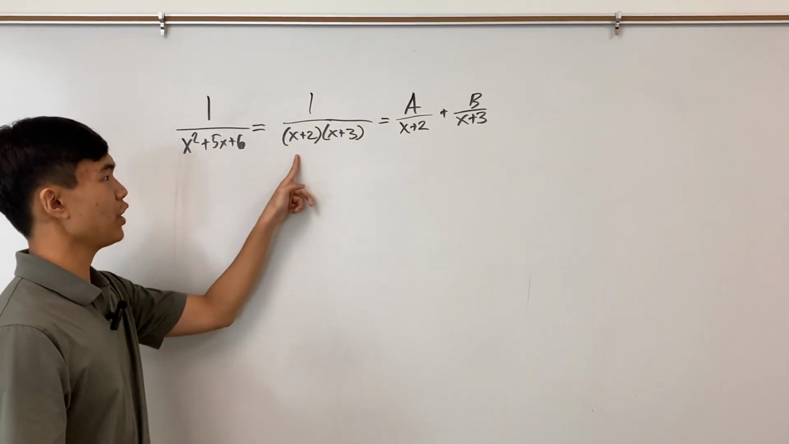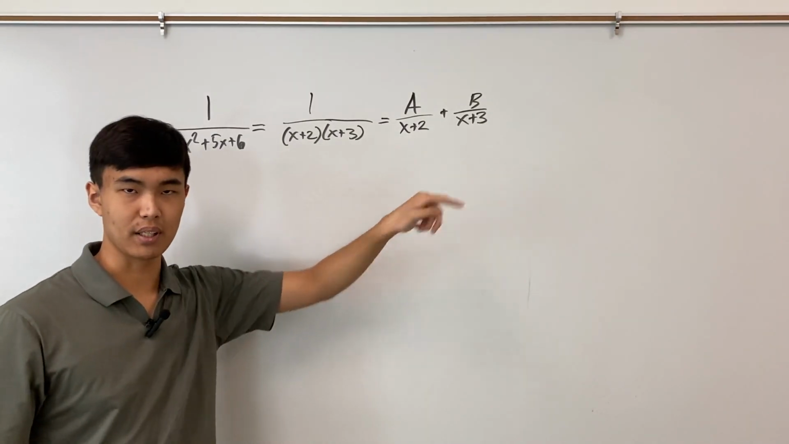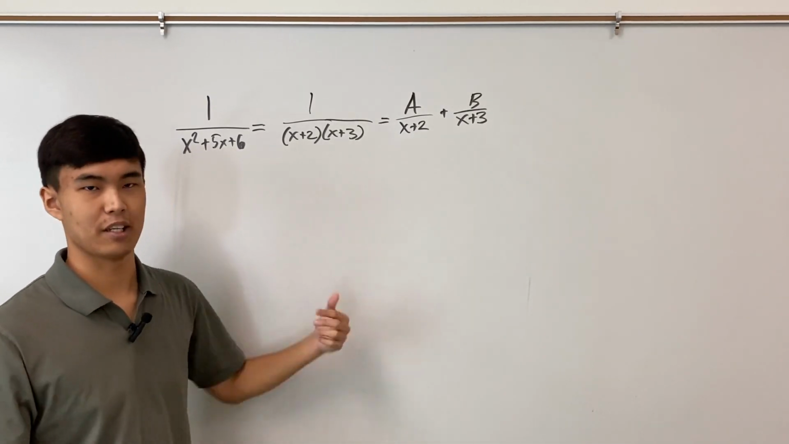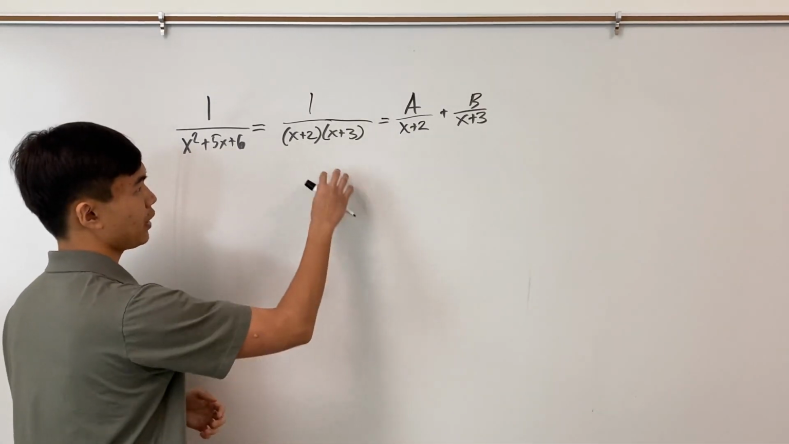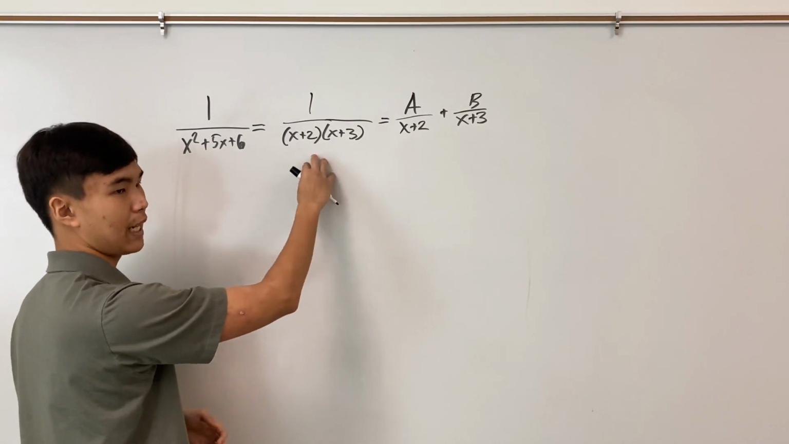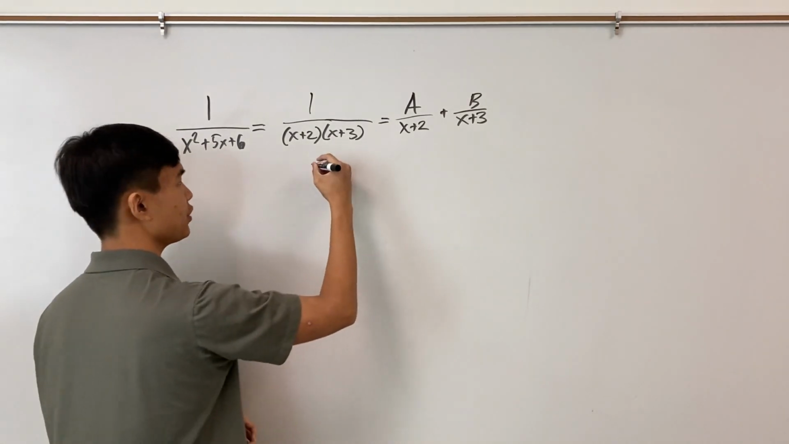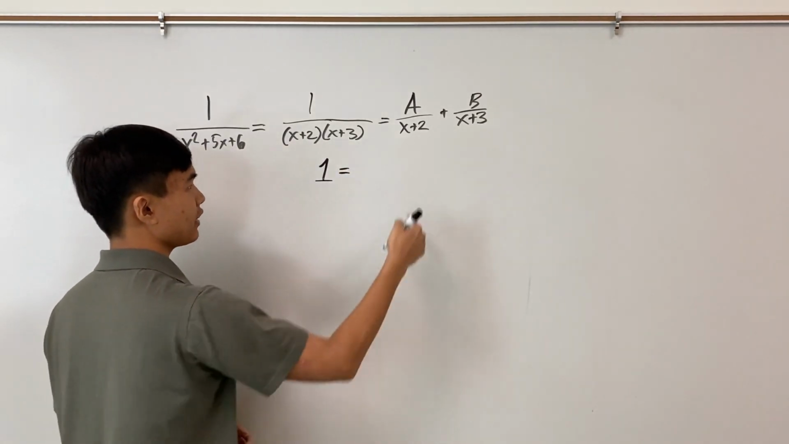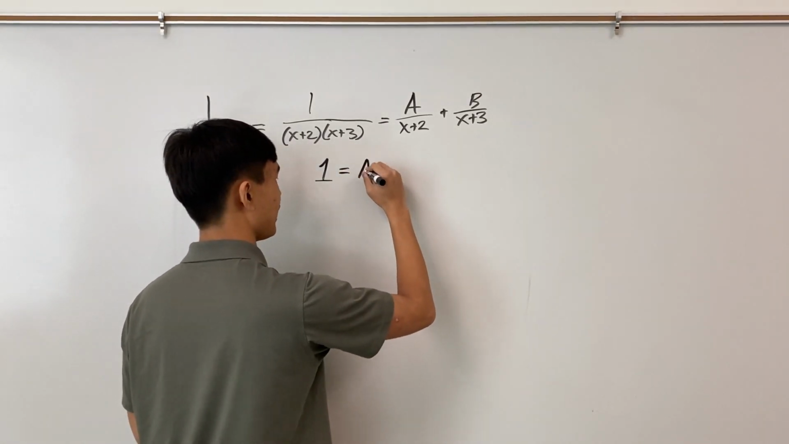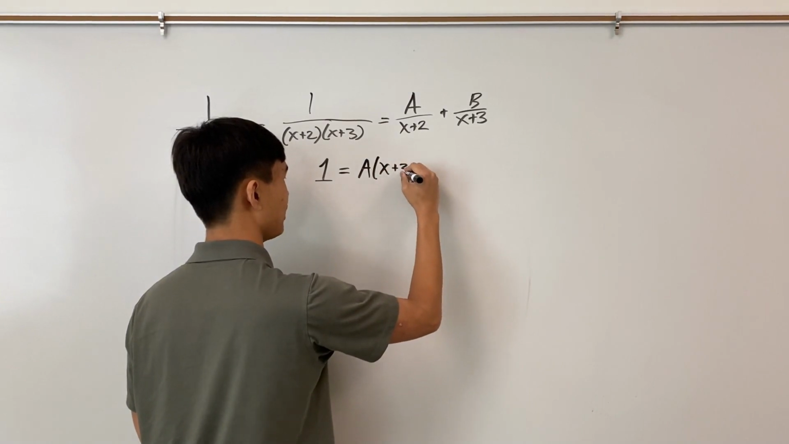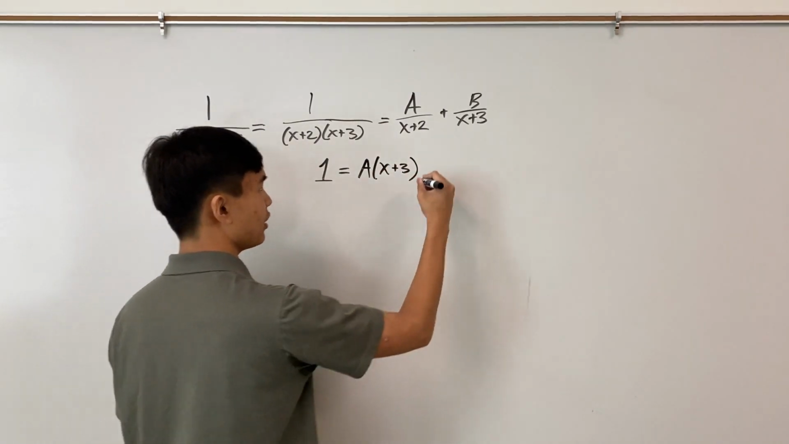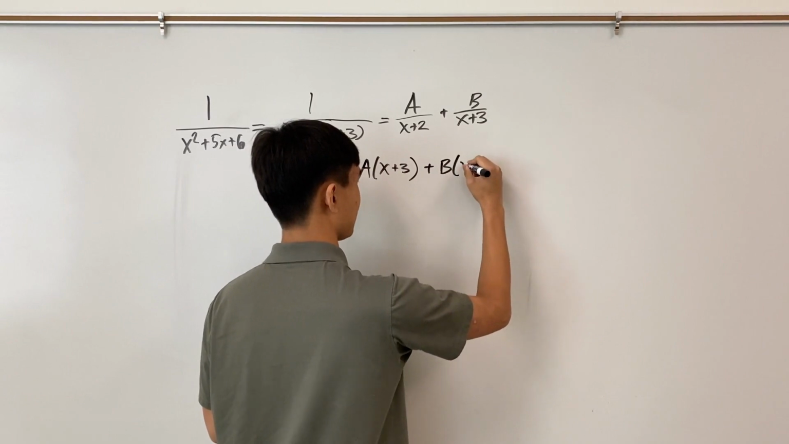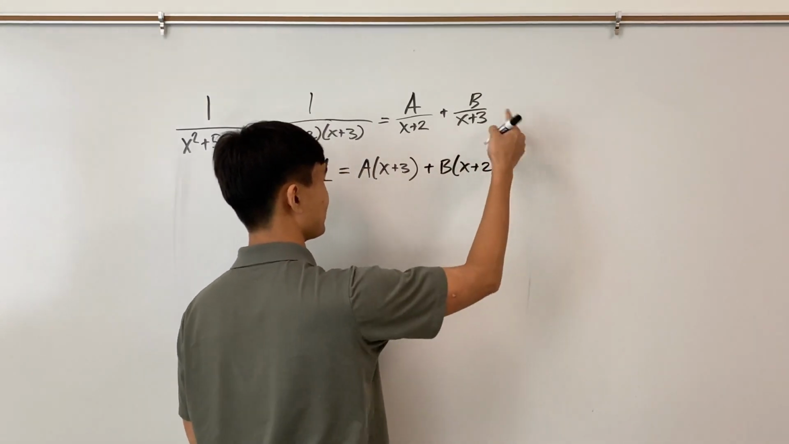So now I have an equation in terms of x, a, and b. Now what I have to do is just solve for a and b. I'm going to start by multiplying both sides by x plus 2 times x plus 3. And doing this, that cancels the denominator on the left, and this turns it into a times x plus 3, because the x plus 2's cancel, and b times x plus 2, because the x plus 3's cancel.